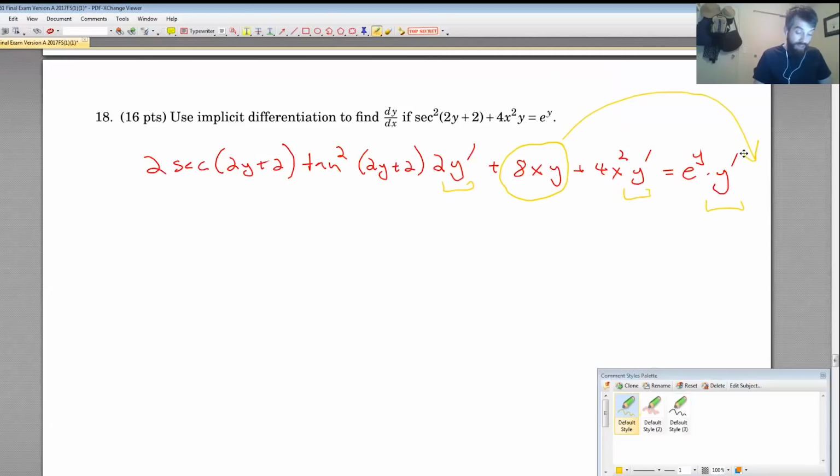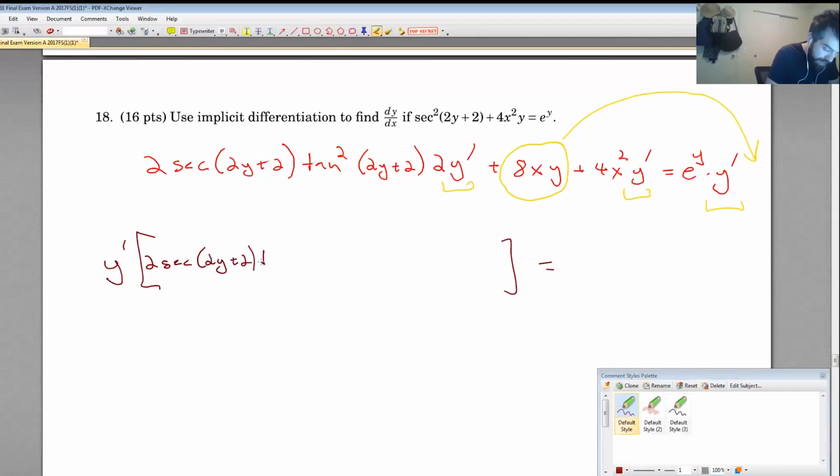And so I want to just sort of clean it up a little bit. So let's do this. I will write on the right-hand side a y prime, and then I'm going to put a big bracket. It's going to be all the terms that have stuff to do with y prime. So the first one is all of that stuff. That's got a y prime there. So 2 secant 2y plus 2 tan squared of 2y plus 2 times 2. Got it all in. Nice.